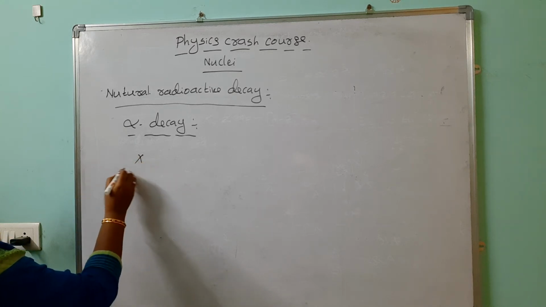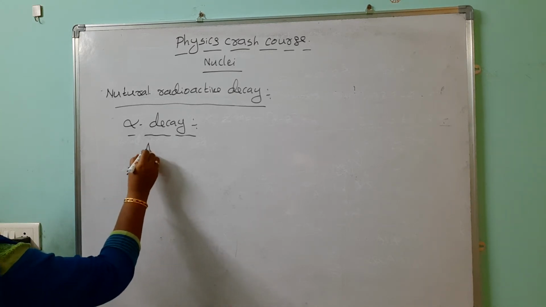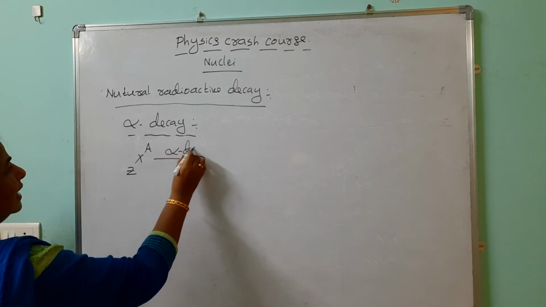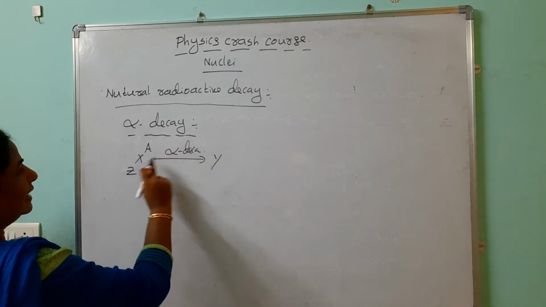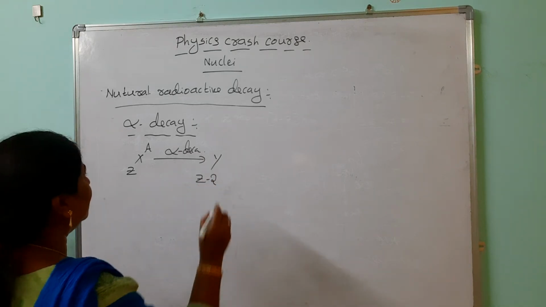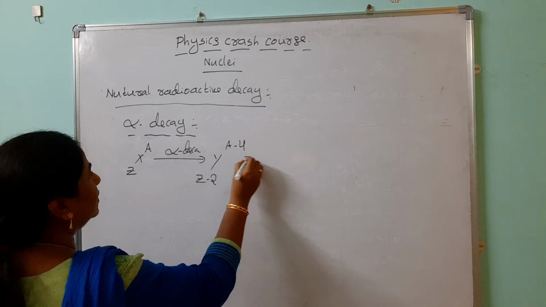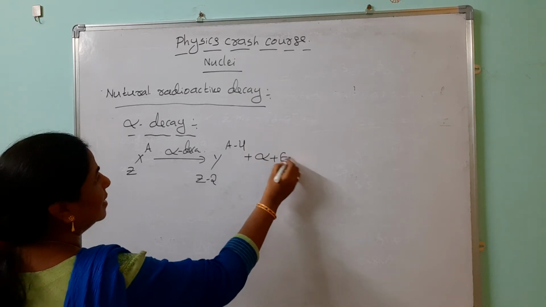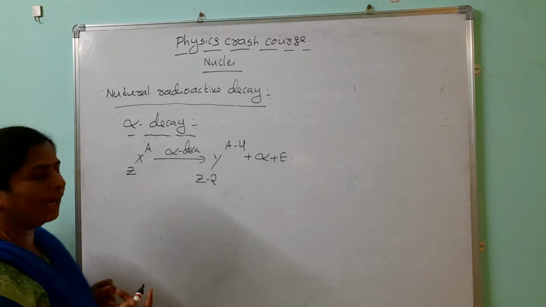Suppose you take X, where the atomic number is Z and A is the mass number. When it participates in alpha decay, here what happens? We get the element Y. The atomic number is reduced by 2 units and the mass number is reduced by 4 units, and this is the alpha, plus some energy you are getting. This is called alpha decay.